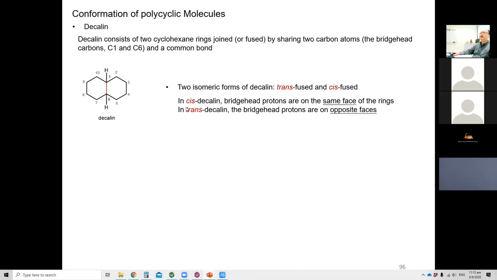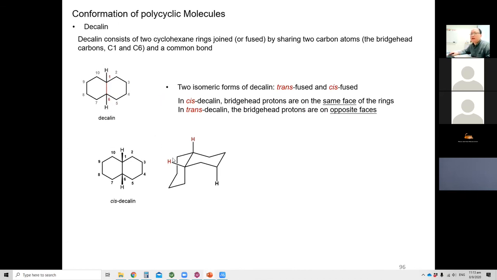Okay, so the definition of cis decalin is that the bridgehead protons are on the same face, while the trans one has them on the opposite face. So what does that mean? So this is cis decalin. Okay, and so let's look at this 6-membered ring first. So this bridgehead is pointing up axial. So that means it's cis. So this hydrogen also needs to point up, but it's now equatorial.